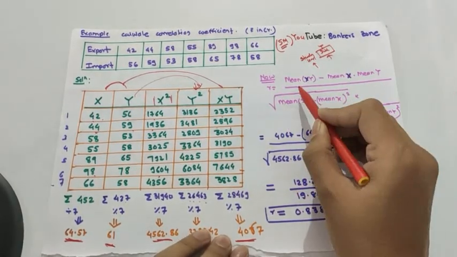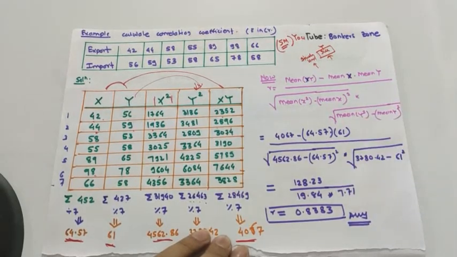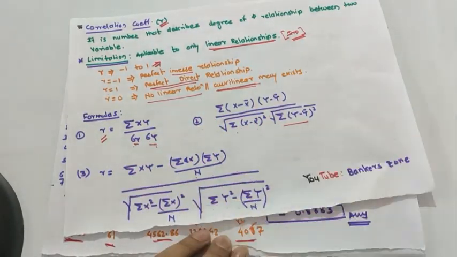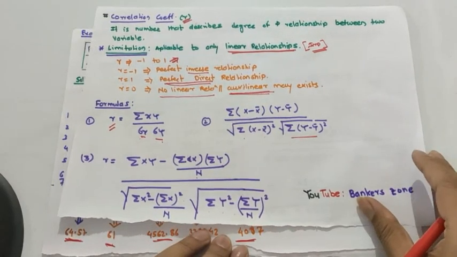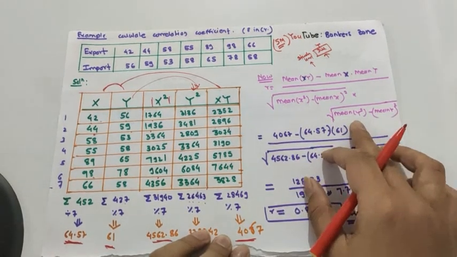See, what is the formula? How to remember the formula? In the previous slide, I have shown you 3 formulas. There are 3 formulas to calculate the coefficient of correlation, but you don't need to remember all of them. Just look at what I am saying.